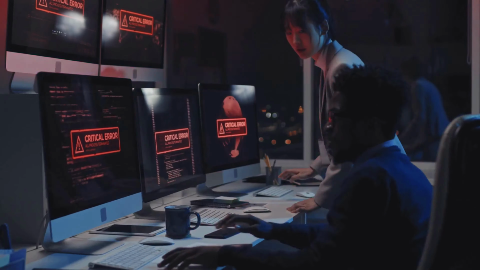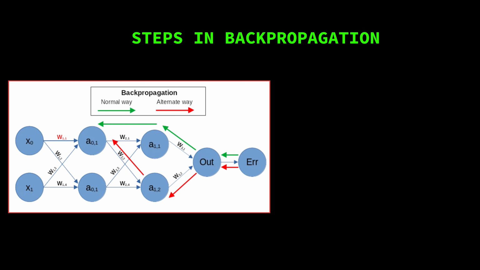The first step in backpropagation is the forward pass, where the input data is fed into the neural network. Each node applies an activation function to the weighted sum of its inputs, which is then passed on to the next layer. This process is repeated until the output prediction is calculated.